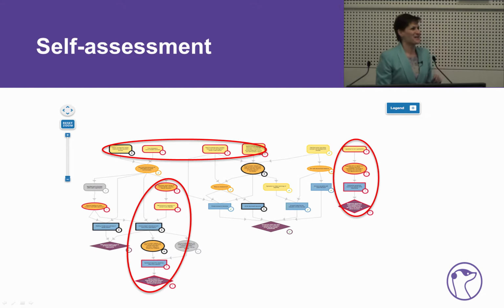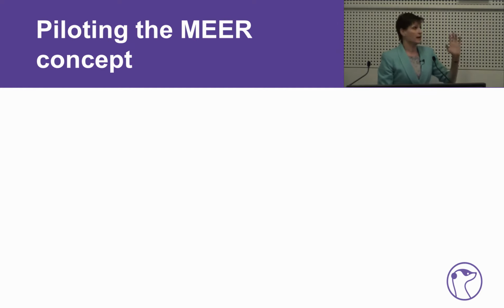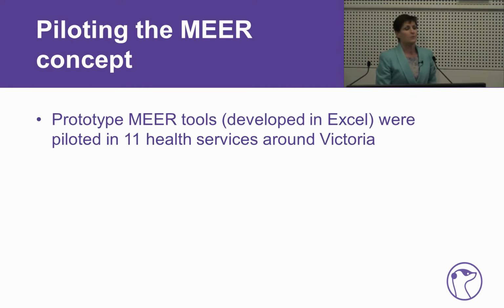The aha moment. And we call this map-enabled experiential review. Okay, so that was the idea. So now we have to pilot this. So what I've just shown you is actually the online version, but we originally created what we called the MER tools, the prototype MER tools in Excel. You've never seen Excel do this before.